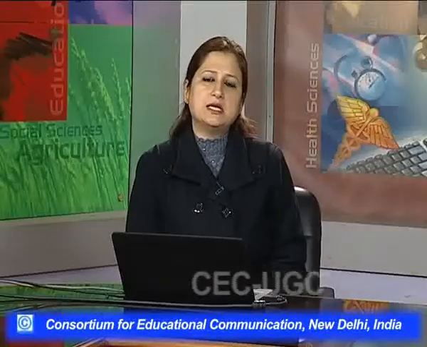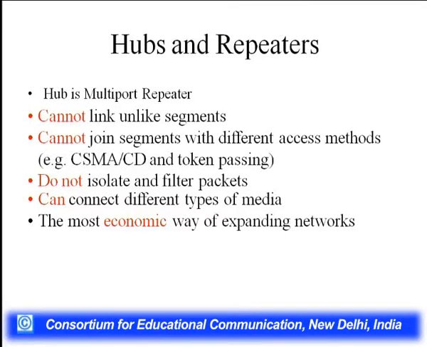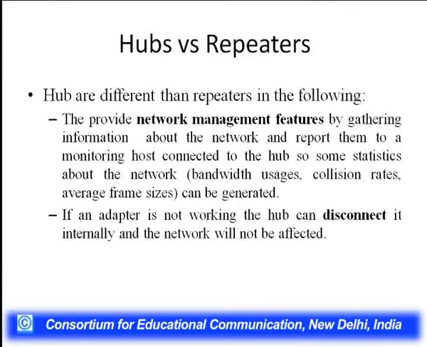Now what is basically the relationship between a hub and a repeater? A hub is actually a multi-port repeater. It cannot link unlike segments. They cannot join segments with different access methods. They do not isolate and filter packets. They can connect different types of media, and the most economic way of expanding networks is the use of hubs and repeaters. But the hubs and repeaters also have some differences amongst them.